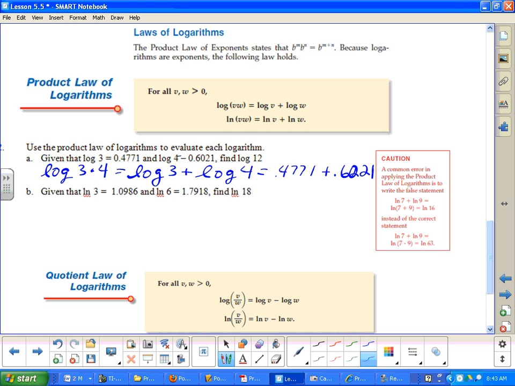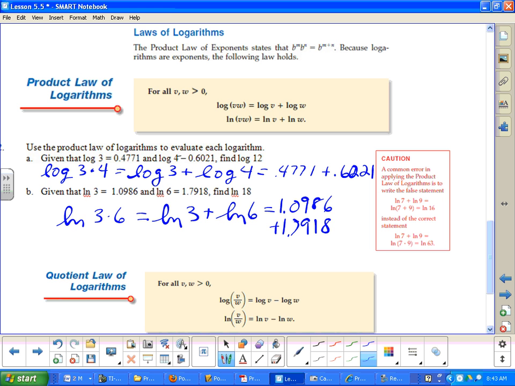Same thing with natural log. For letter B, they want us to find the natural log of 18. So we could do the natural log of 3 times 6 to get the natural log of 18. And then we can add them: natural log of 3 plus the natural log of 6. So 1.0986 plus 1.7918. And then you just have to do that add.